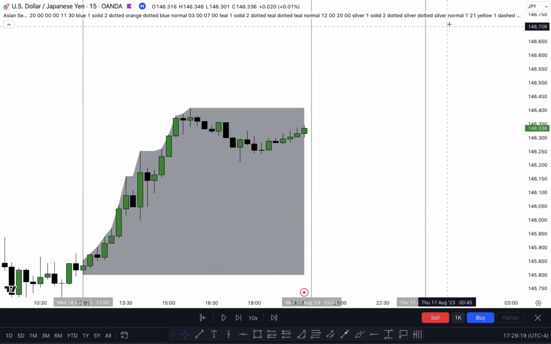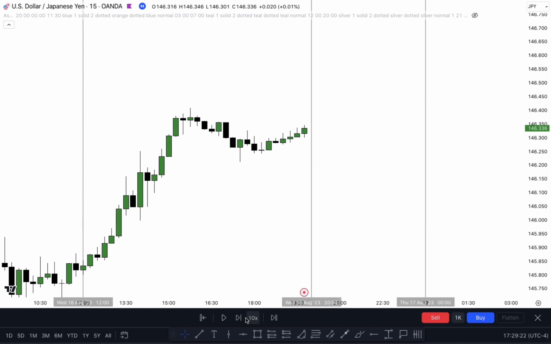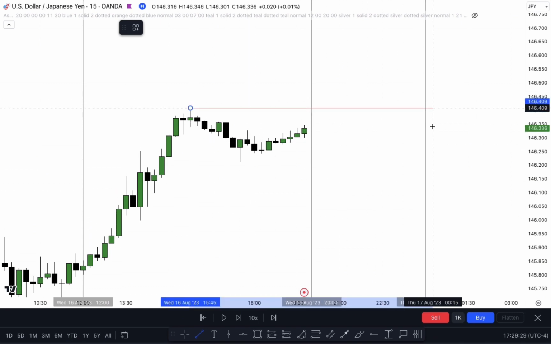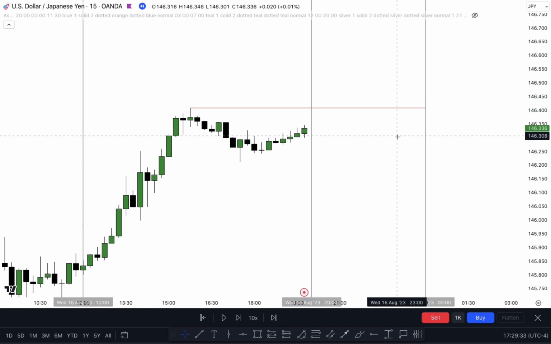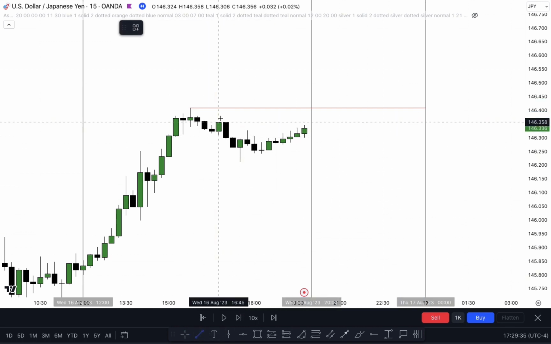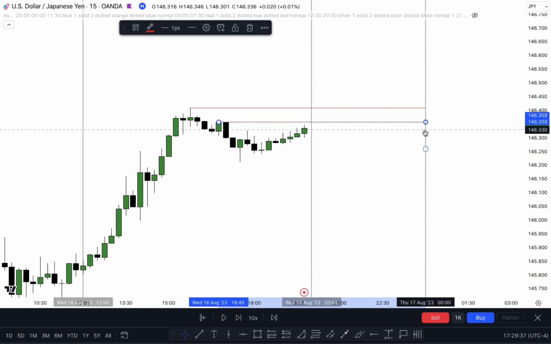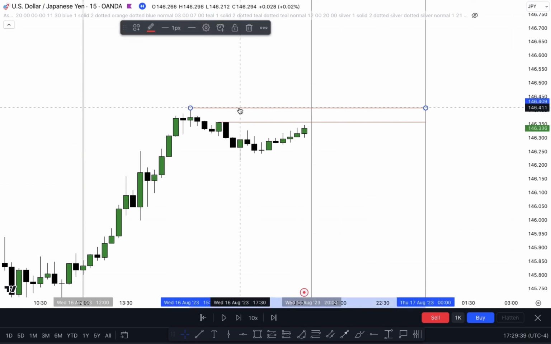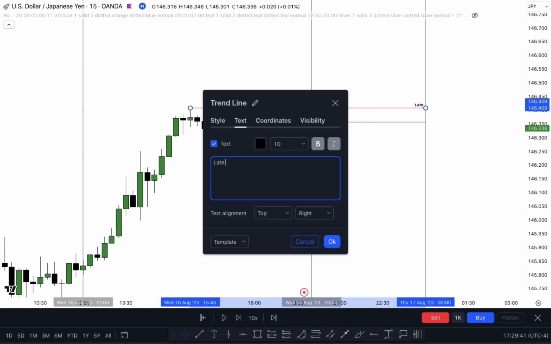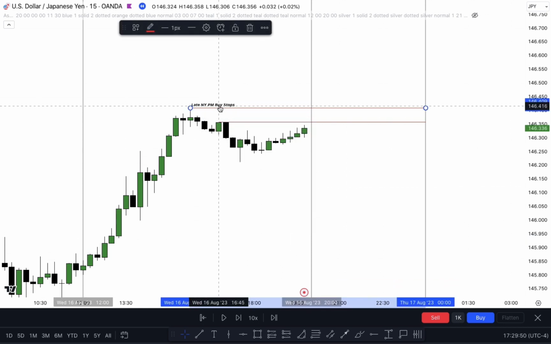We're going to now find our swing highs and swing lows that are unbroken going into 8 p.m. or the Asian session. So as of right now, we have this swing high that's unbroken. We have this swing high that's unbroken. And then what do we label this? We're most likely going to label it the late New York PM buy stops. Yeah, that's where the buy side liquidity is residing. We'll just copy this right here.